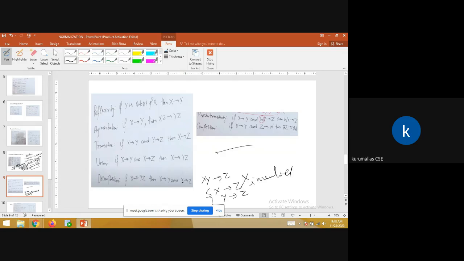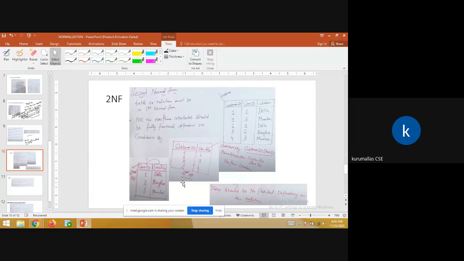Next, we have to discuss second normal form. Here, the second normal form is that, if you observe, already we have seen what is first normal form. Can you answer what is first normal form? Anybody in the class? Can you answer what is first normal form?